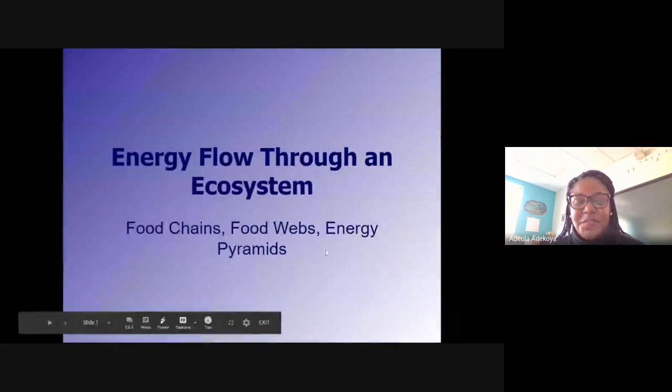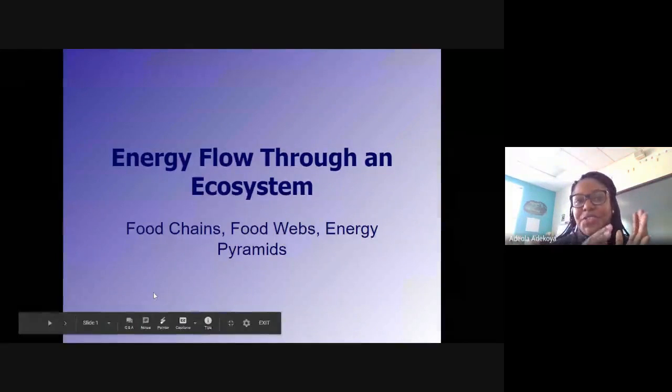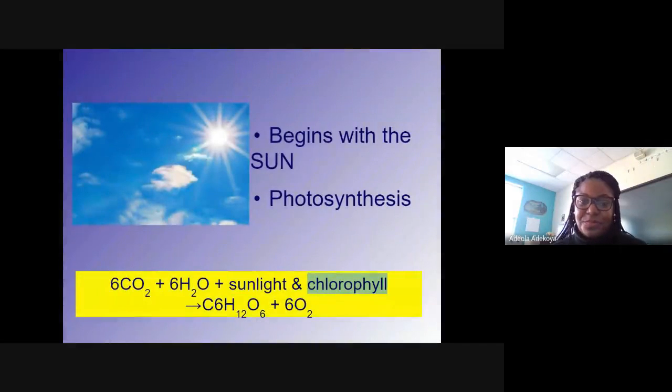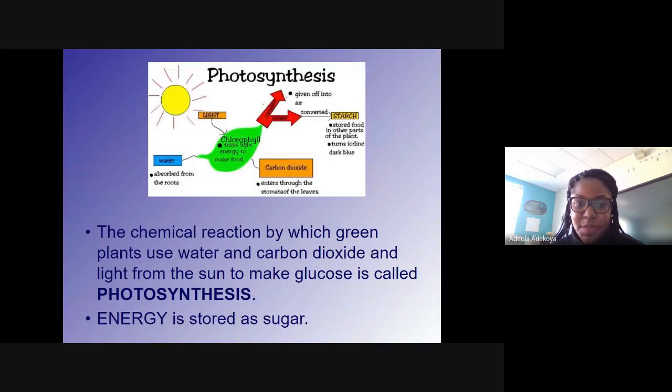All right, so basically, a food chain is a model, and it shows how energy flows between living things in an ecosystem. So it always begins with the sun, all right, because the plants use the sun to make food for themselves through a process called photosynthesis. All right, and what is this? This is like a chemical reaction in which the plants use water, carbon dioxide, and the light from the sun, and then they make food for themselves, glucose. All right, so now when they make this food, some of that food is stored and then some is used to grow, and the one that's stored is stored as sugar.